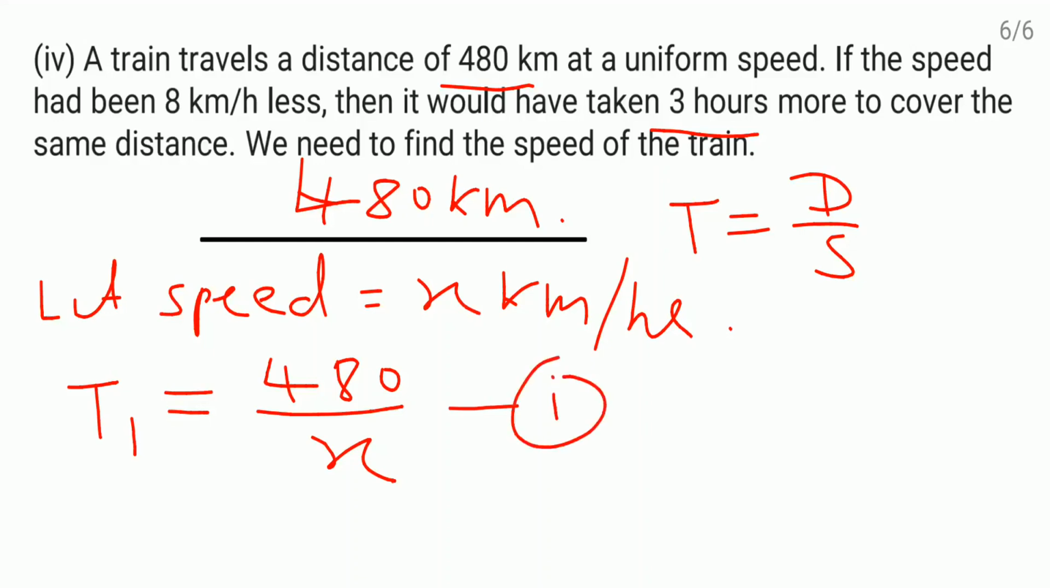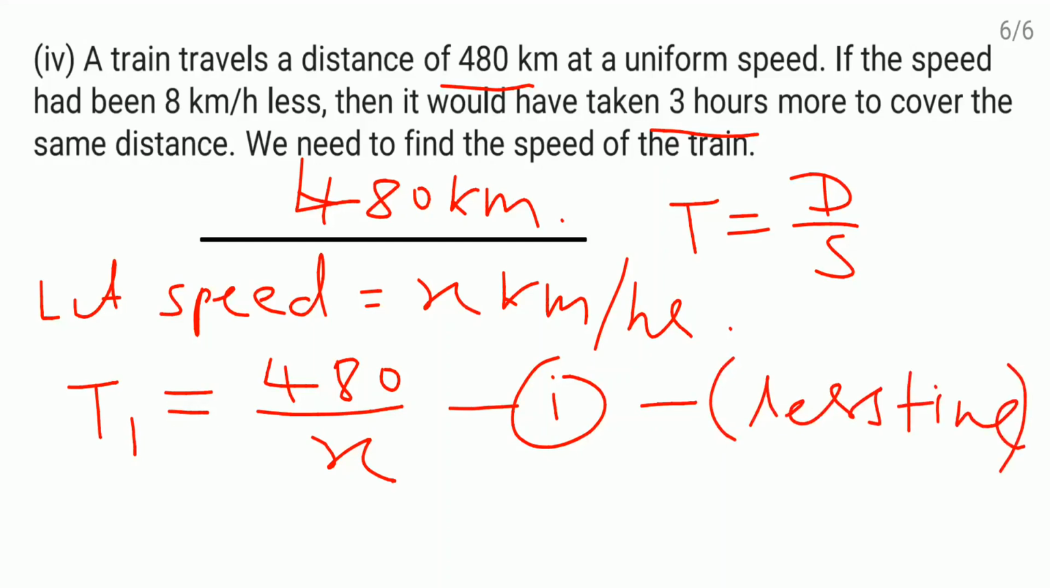Now here I will require less time. Why am I saying less time? Because in the next situation they are saying if the speed is reduced by 8 km per hour, the time required will be more. So this is less time. I'll just write down here less time for our convenience only.